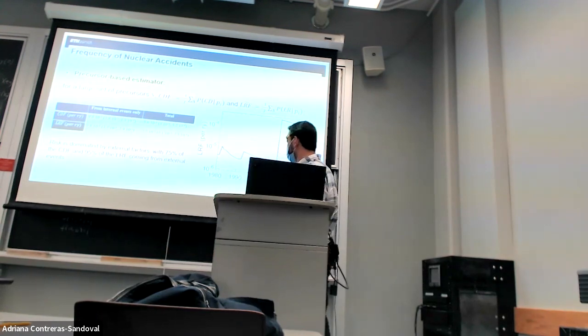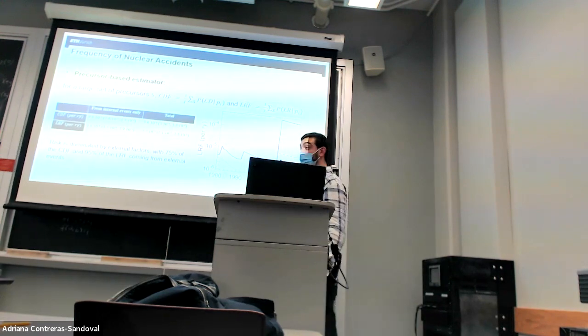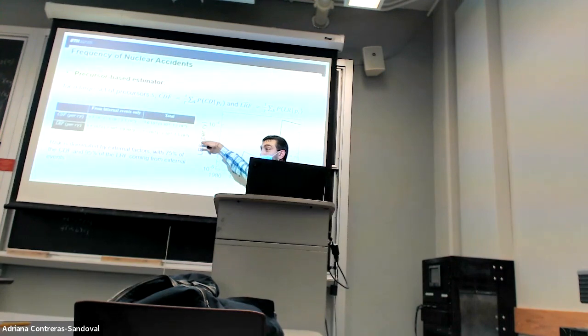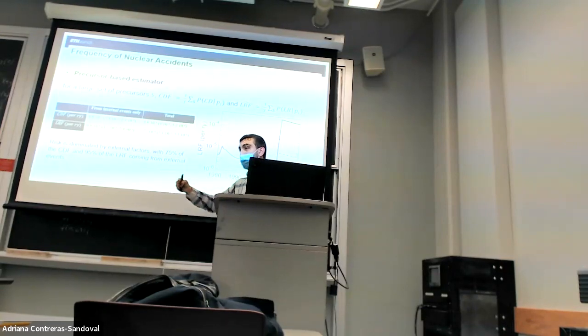Also, we wanted to study if there is any temporal behavior, especially post-TMI. We saw a decrease in the occurrence of events, and the estimates up to 2010 are in the order of E minus 6. But then Fukushima came and the estimate suddenly jumped. This is again the estimate of large release frequency for the exposure period, and that's the running rate. Up to 1981, 1982, what are the cumulative reactor years of operation?